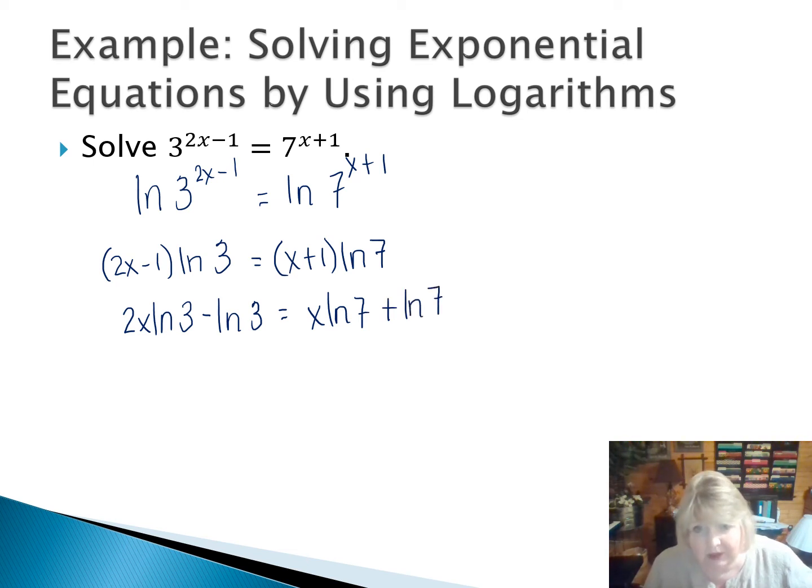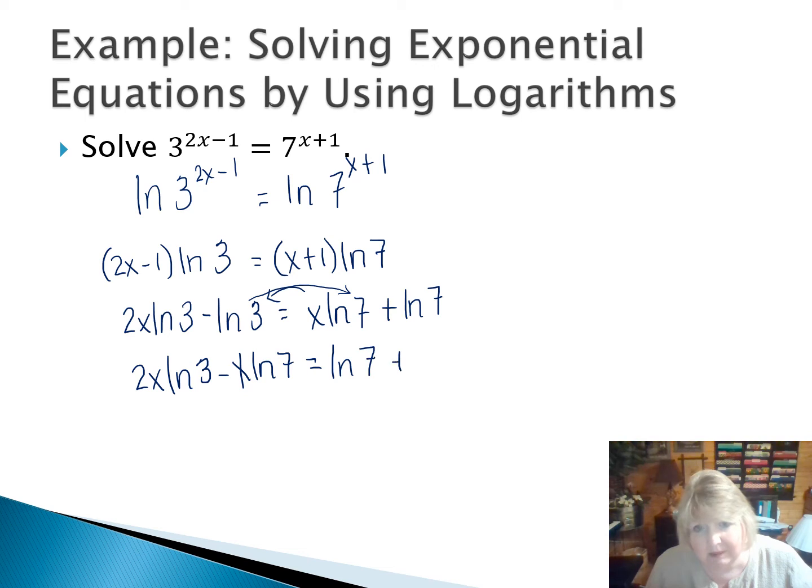Now, I'm going to move the x natural log of 7 to that side and the minus natural log of 3 to the other. Since it's x natural log of 7, positive on the right, I'm going to make it minus on the left, and I'm just going to leave my x off, I guess. Natural log of 7 equals natural log of 7. Since it's minus, I'm going to say plus to move it to the other side, the natural log of 3.